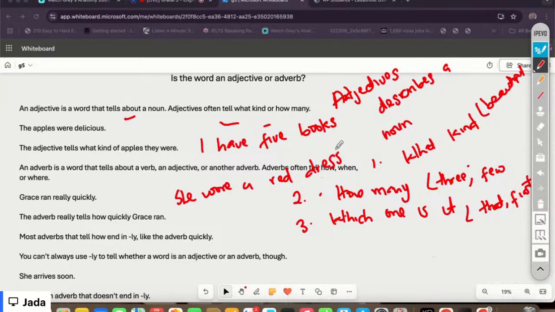All right, so that's it about adjectives. You just need to note that it tells us more about a noun. And if it's giving more information about the noun, it could be what kind, how many, or which one.